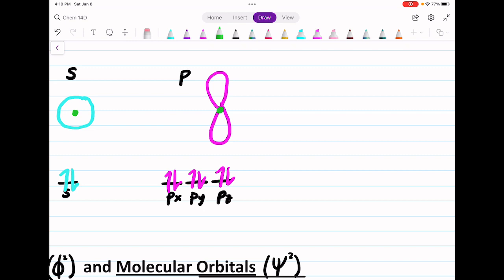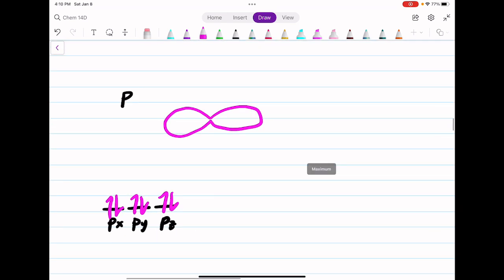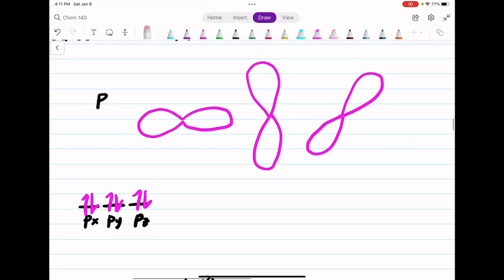remind ourselves where the nucleus is every time. Here we can have this in 3 different orientations. Let me do it in the order of px, py, and pz. So here is my px, then I'm going to have py, and then pz is going to be a little more difficult to show, but I'll just kind of draw it going out like this. So you have to imagine that this back lobe here is going back into the plane of the paper, and this one's coming out at us in that z axis.